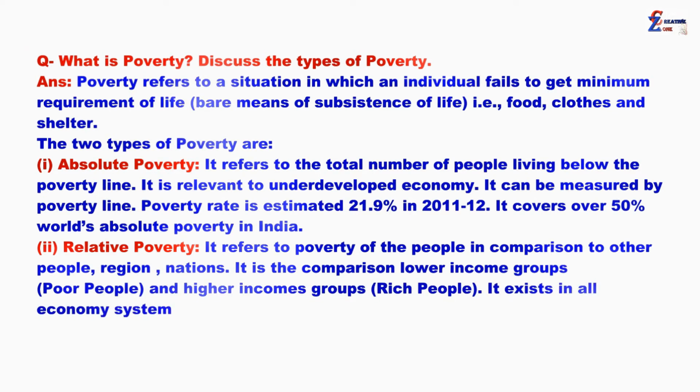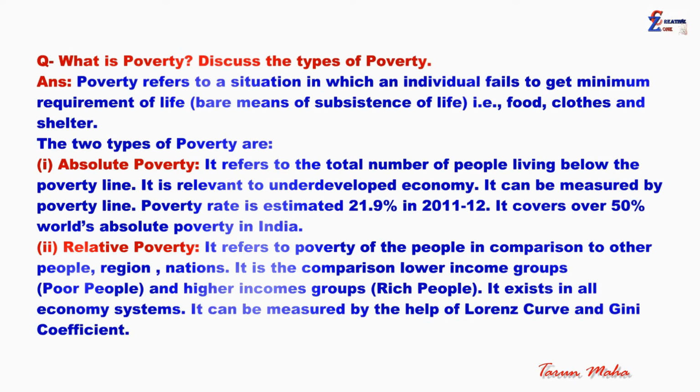The second one is relative poverty. It refers to poverty of the people in comparison to other people, region, nation. It is the comparison of lower income groups, that is poor people, and higher income groups, they are the rich people. It exists in all economic systems. It can be measured by the help of Lorenz curve and Gini coefficient.